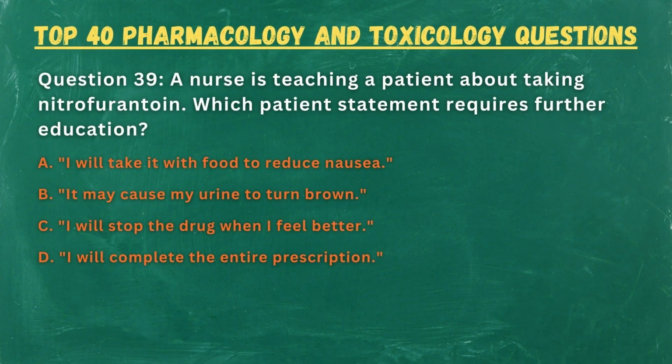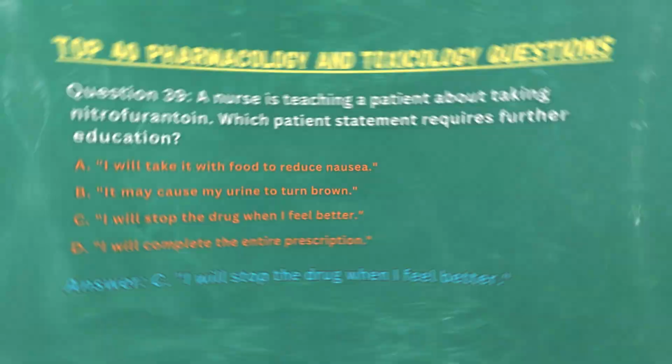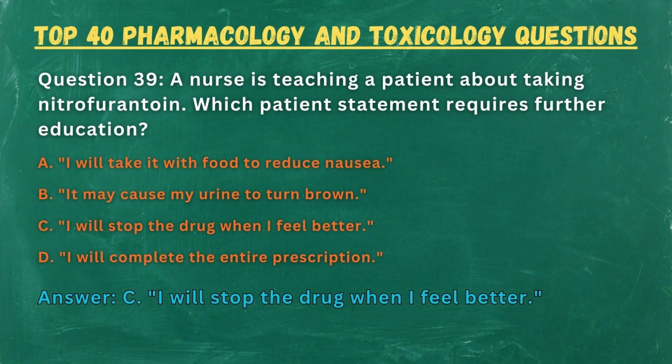Question 39. A nurse is teaching a patient about taking nitrofurantoin. Which patient's statement requires further education? A. I will take it with food to reduce nausea. B. It may cause my urine to turn brown. C. I will stop the drug when I feel better. D. I will complete the entire prescription. Answer: C. I will stop the drug when I feel better.